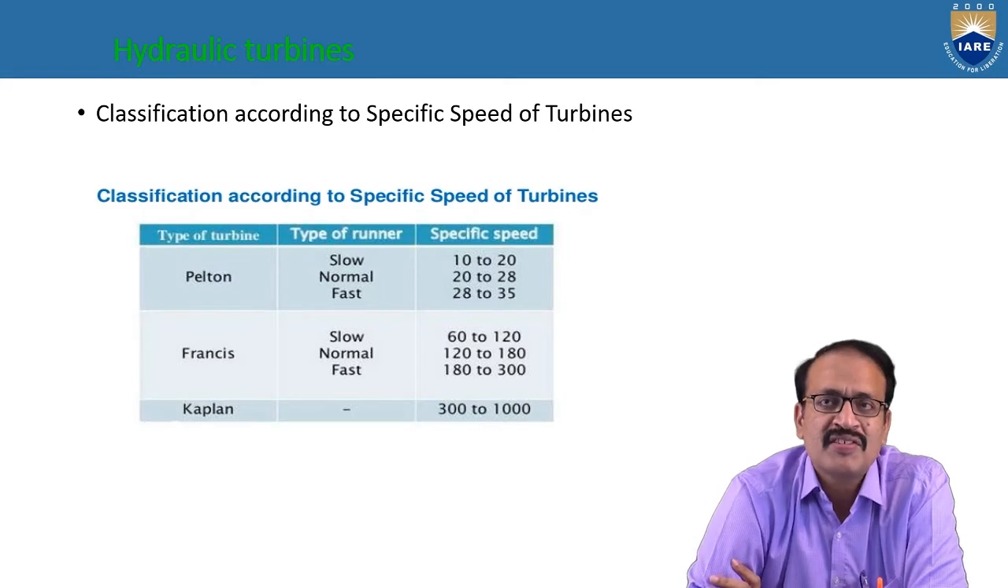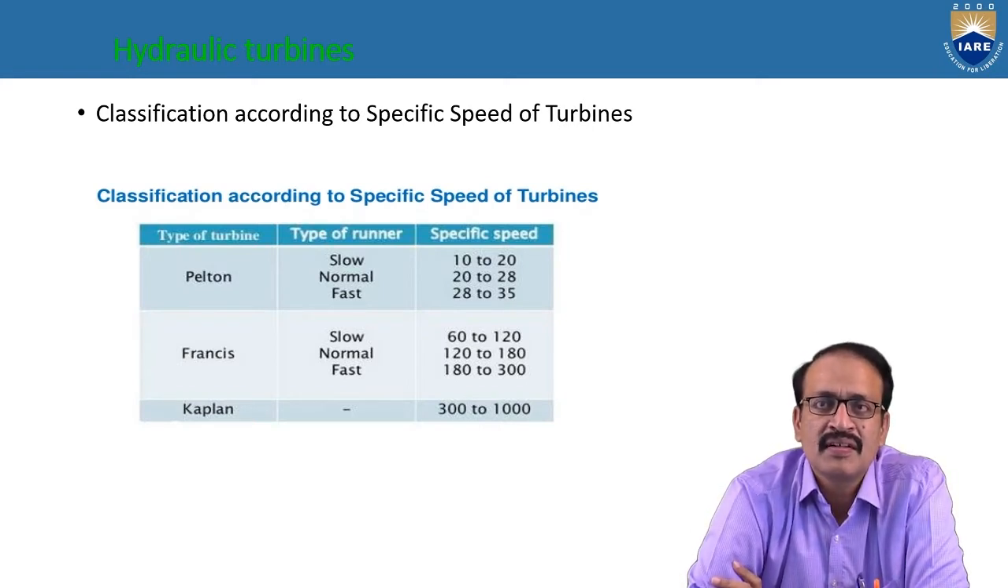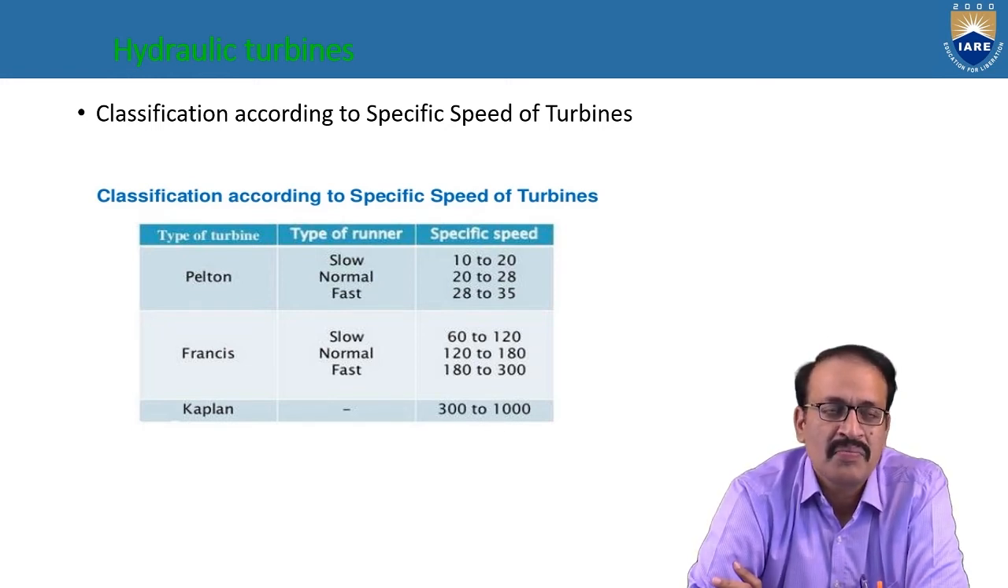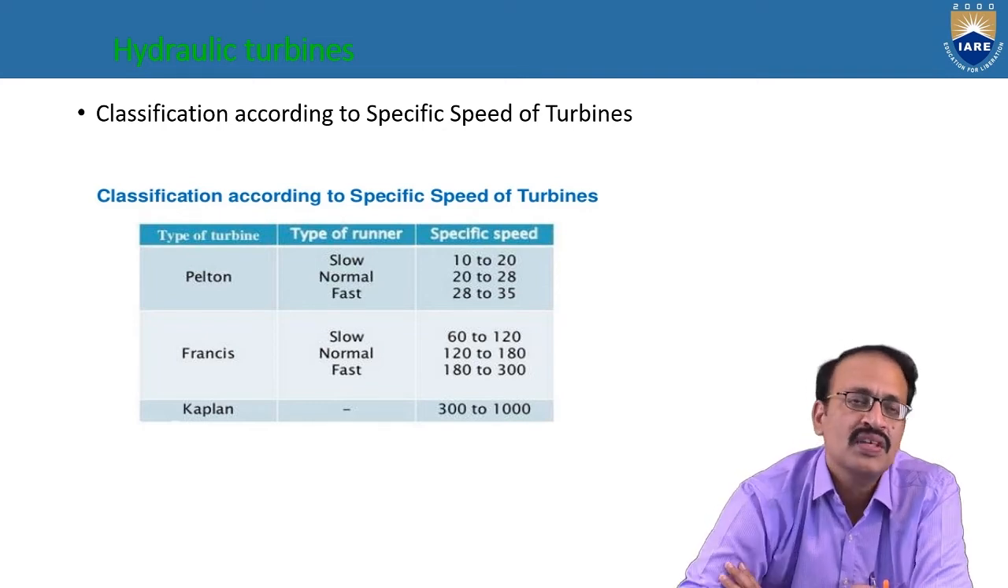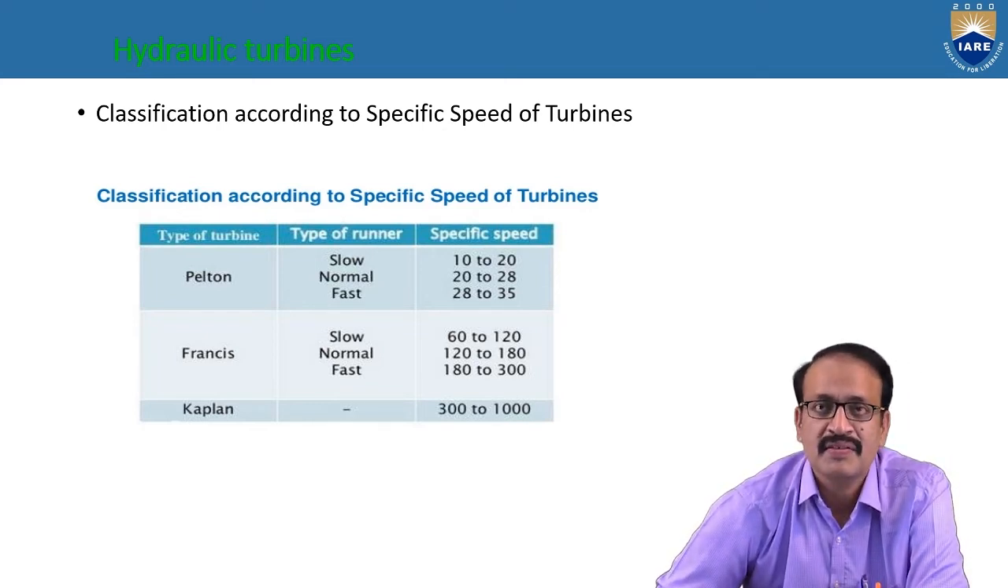So if the specific speed is between 10 to 35, we can use the Pelton. Between 60 to 300, we can use the Francis turbine. And if it is above 300, we can use the Kaplan turbine.